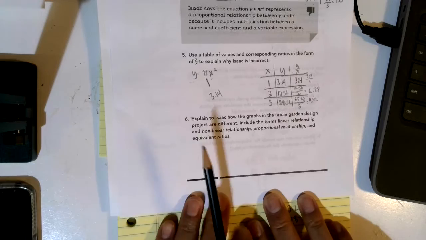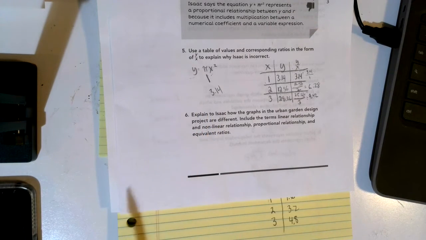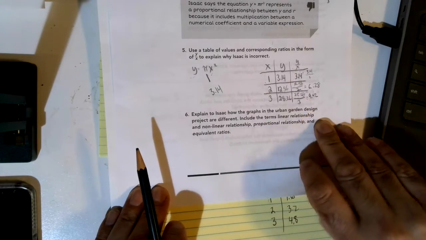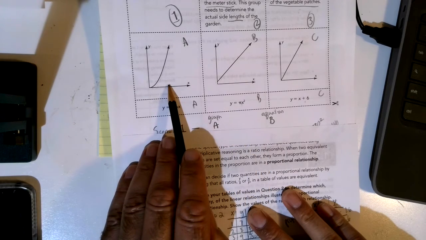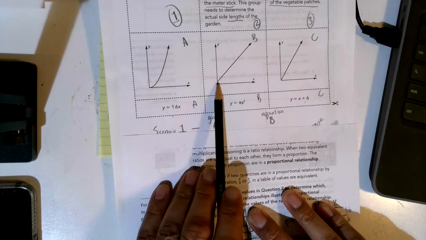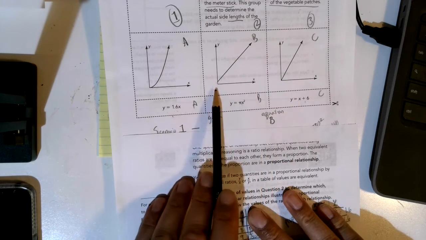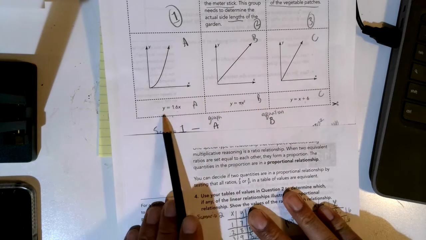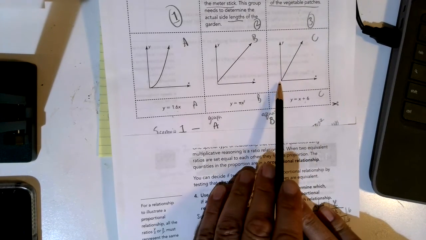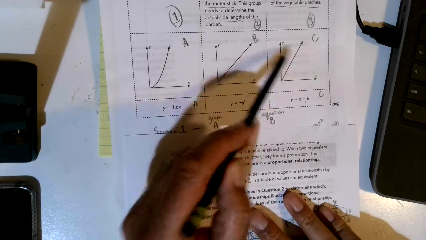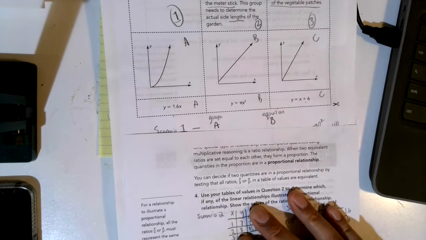Okay. Problem number 6 says, explain to Isaac how the different graphs are different. Use terms like linear relationship, nonlinear, proportional, and equivalent ratios. So I'm just going to go ahead and look at these graphs. This is nonlinear because it doesn't create a straight line, but it is multiplicative, right? The next one is a linear relationship because it creates a straight line, but it's an additive relationship, right? So it's not proportional. And finally, y equals 1.6 times x. This definitely is a linear relationship. It starts at the origin and creates equivalent ratios throughout. So it is a proportional linear relationship.